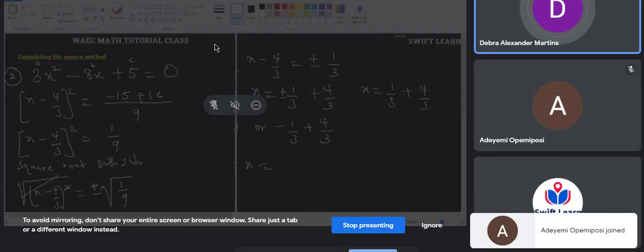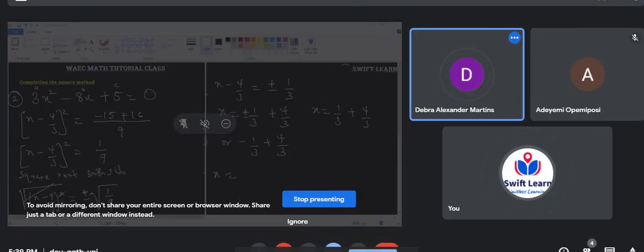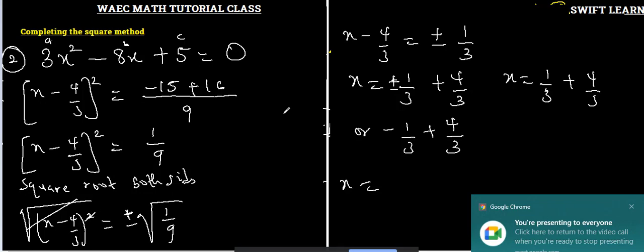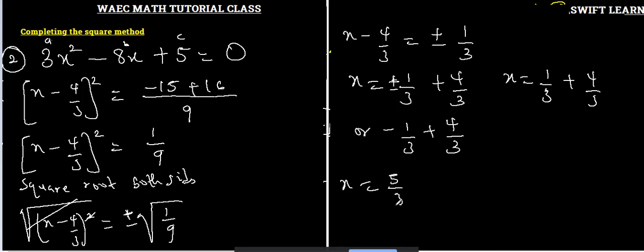And 3, and 1. Yep, and 1. So 1 plus 4 is 5/3, or minus 1 plus 4 is 3 divided by 3, that's 1. Alright, so that's our final answer.